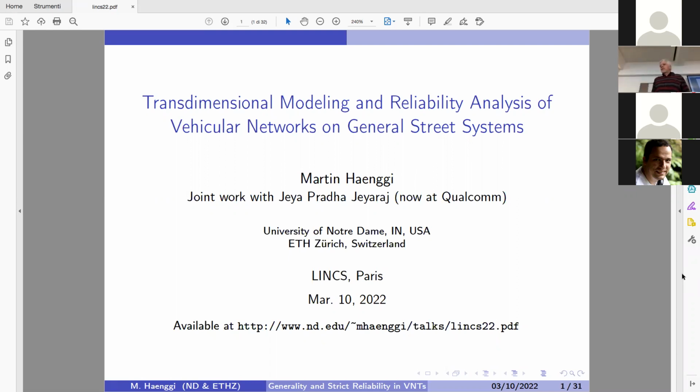So we start with a theoretical topic now that is tied to stochastic geometry. There will be a couple of other talks using the same kind of tools. So this is joint work with my former student Jayaraj, who is now at Qualcomm. And yeah, there's a link to the slides now if you want to download these.